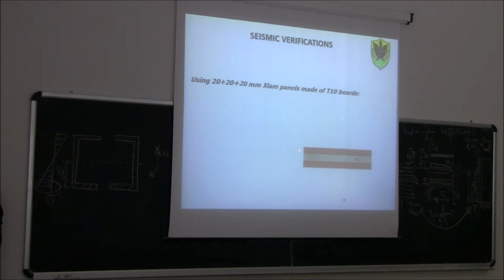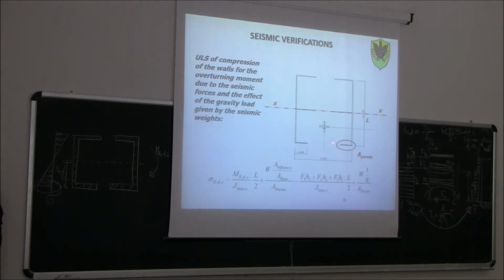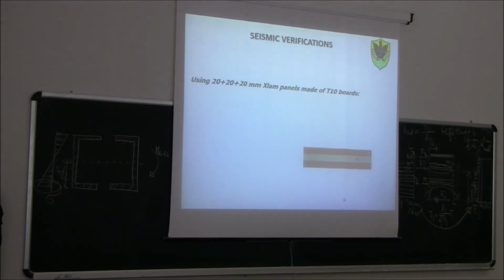If our wall is made by 3 layers of planks, we know that the resisting layers will be only 2, the 2 layers with the wood oriented parallel to the grain in the vertical direction. So using 20 plus 20 plus 20 millimeter X-Lam panel made of T10 boards, MEDS will give us 1,608 kilonewton per meter. J base is the second moment of area of this cross section with respect to the x-axis.